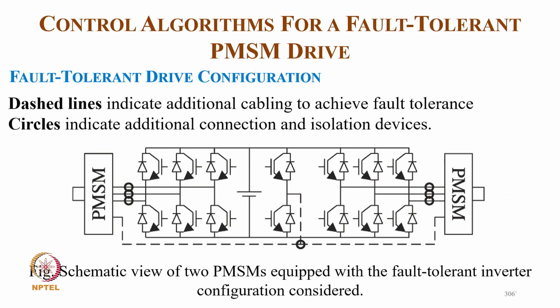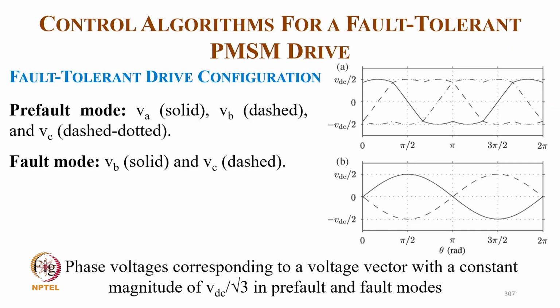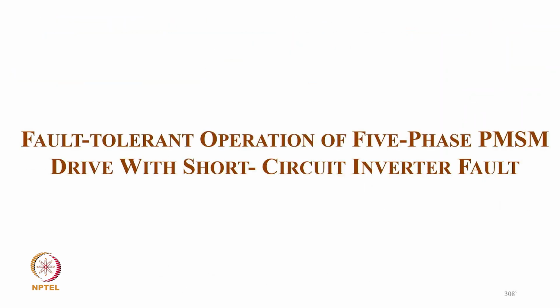And this is the schematic of the PMSM equipped with the fault tolerant inverter configuration considered. There we of course use more devices. And this is typically the pre-fault solid and dashed line with the fault mode VB solid and VC solid. How it should look with the constant magnitude. Now going to fault tolerant operation of the 5-phase PMSM drive with short circuit inverter fault.